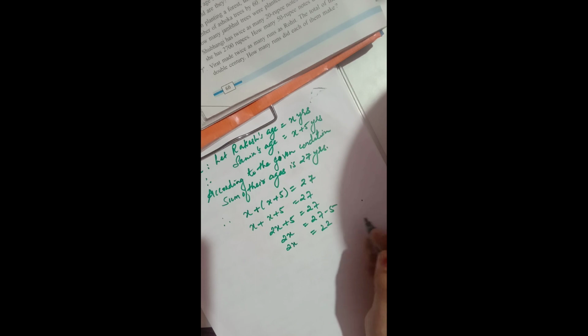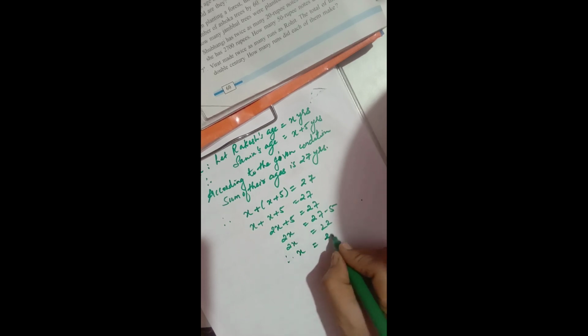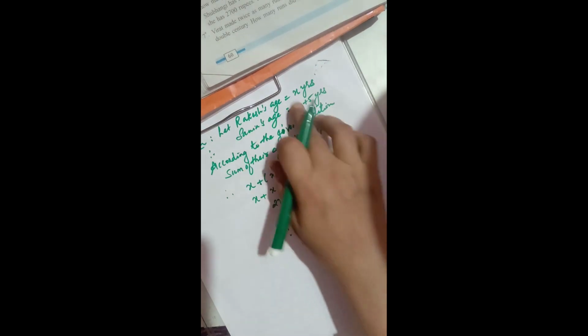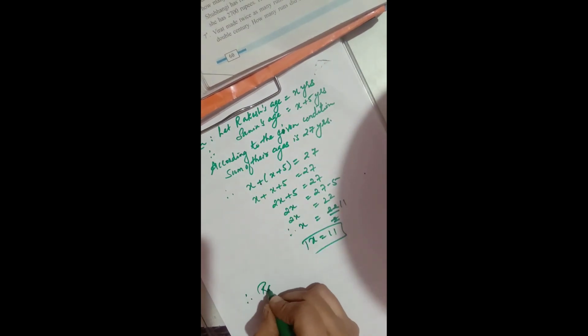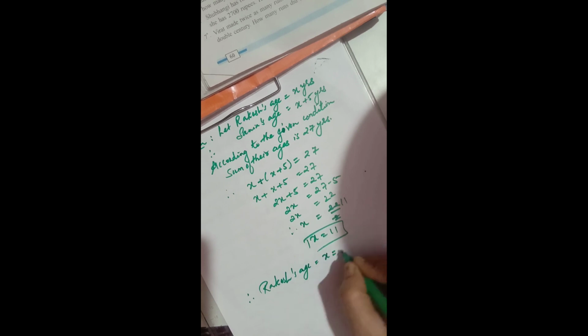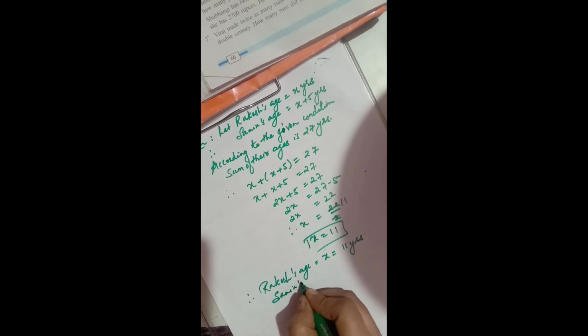Therefore, minus 5 we have taken because it was plus 5. x is equal to 22 upon 2. 2 elevens are 22, so x is equal to 11. Therefore children, whose age is x? Rakesh. So Rakesh's age is x, that is equal to 11 years. Sania's age is equal to x plus 5, that is 11 plus 5. Okay, so therefore it will be what?